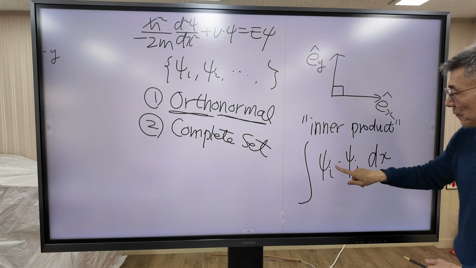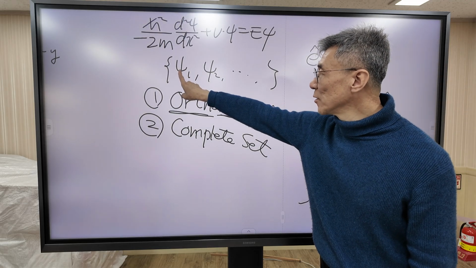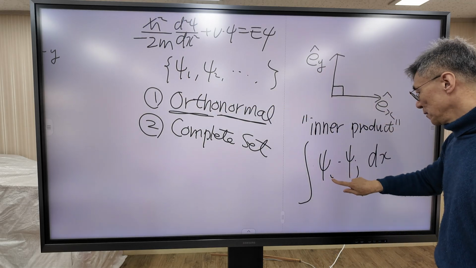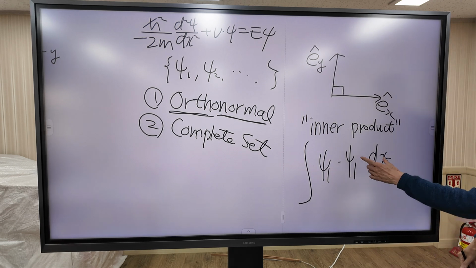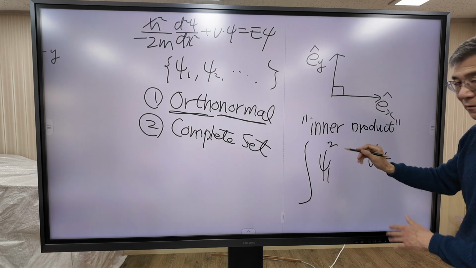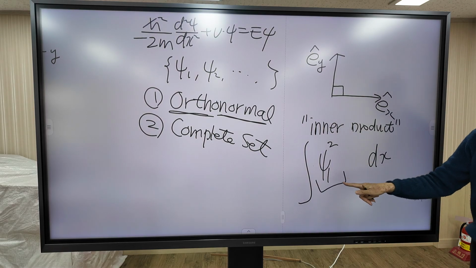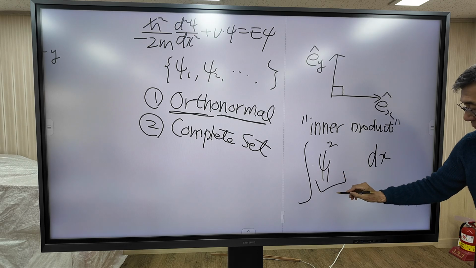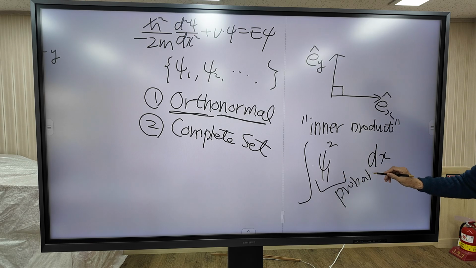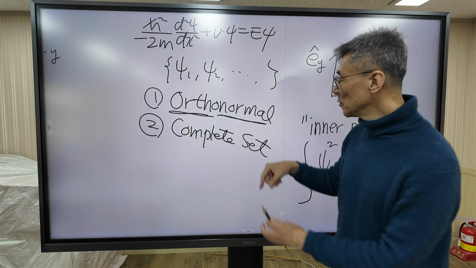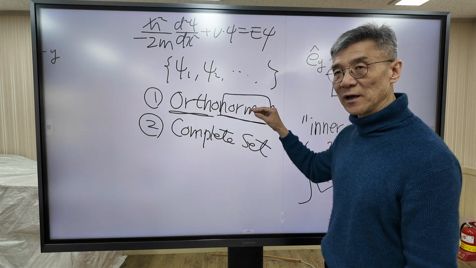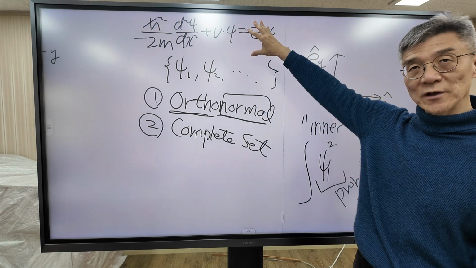How do you know that? For example, how do you calculate the length of this function? The length of this function is psi 1 times psi 1, right? Then this is the square, right? Then according to Born's interpretation, what is this one? What is the probability? So when you integrate this squared function, it must be 1 according to Born's definition. So this condition is automatically satisfied for the solution to the Schrödinger equation.